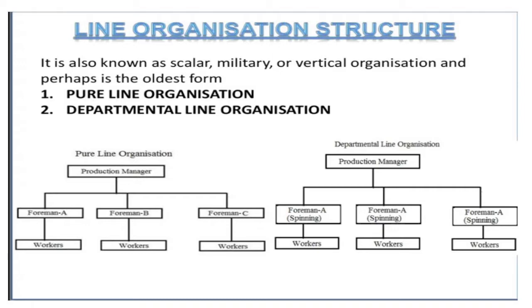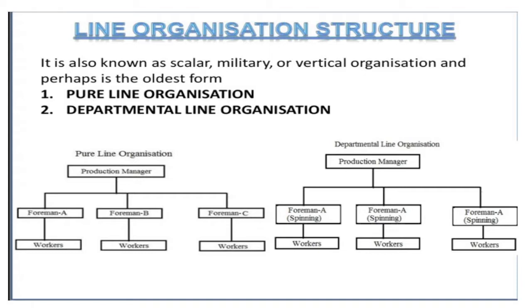Two types are there. One is pure line organization structure, another one is departmental line organizational structure. It is known as a scalar chain, bottom to top, top to bottom, a certain structure built by the department or the organization. Military, general, major, subedar, like that there will be different structures, and it is a vertical organization, and this is the oldest form of the organization.